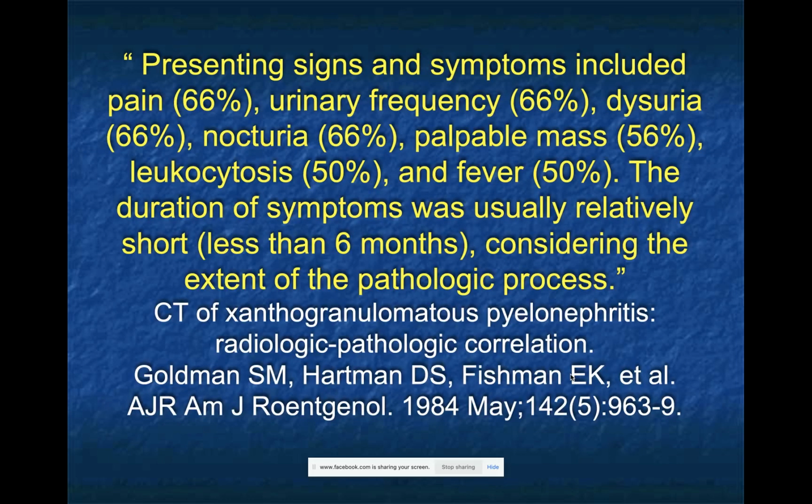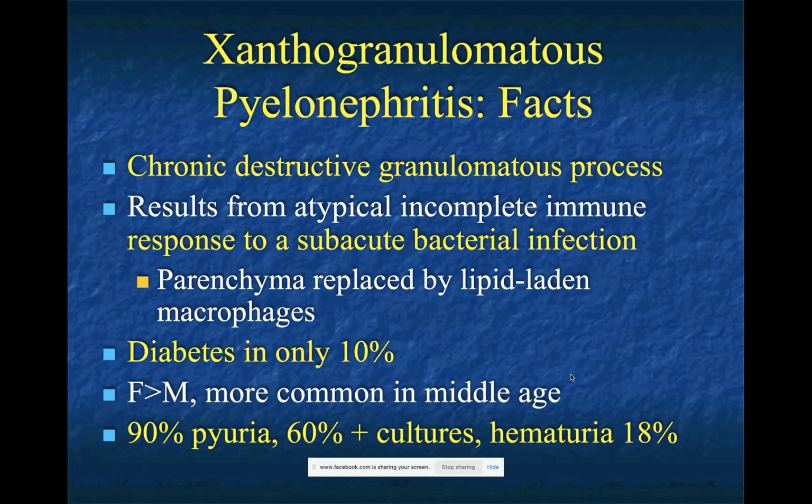Presenting signs: pain, frequency of urination, dysuria, palpable mass, leukocytosis. Remember, patients often presented with flank pain, and they were draining an abscess in the flank, and it ended up being a perforation and secondary abscess due to XGP. So indeed, a great diagnosis.